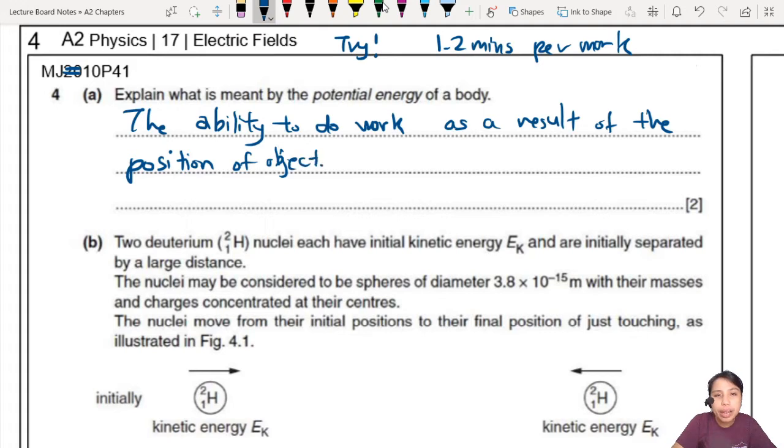Wow, 2 marks. Okay, since it's just talking about general potential energy, it's fine if we say ability to do work as a result of the position of the object. Could be positive work, could be negative work, we don't really care.